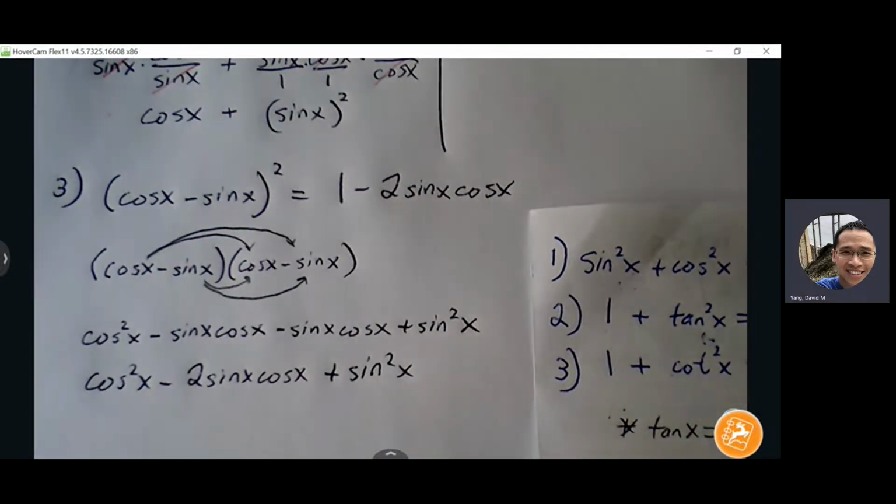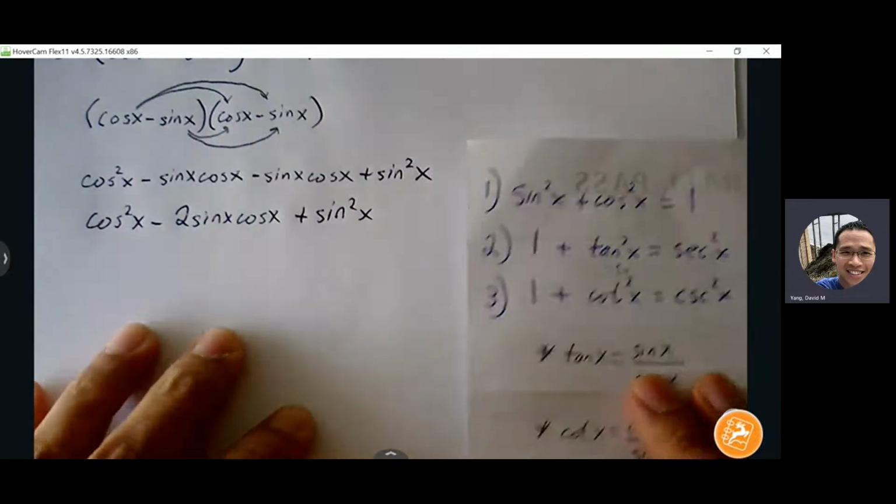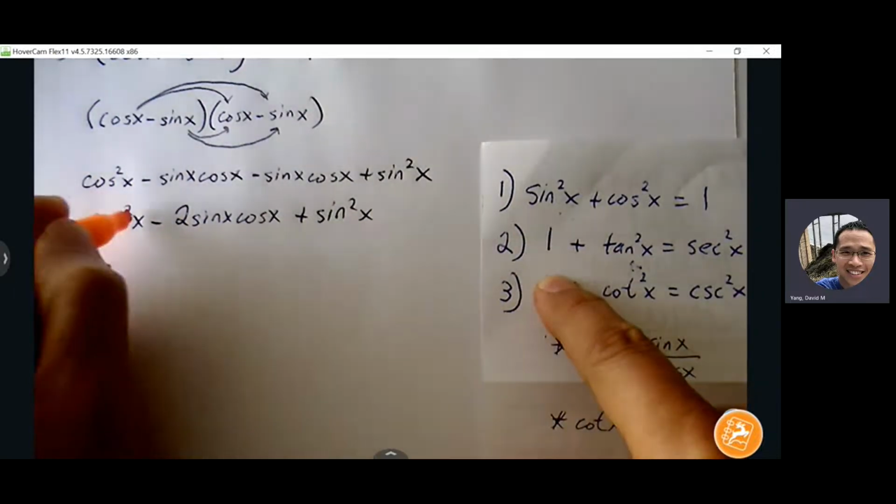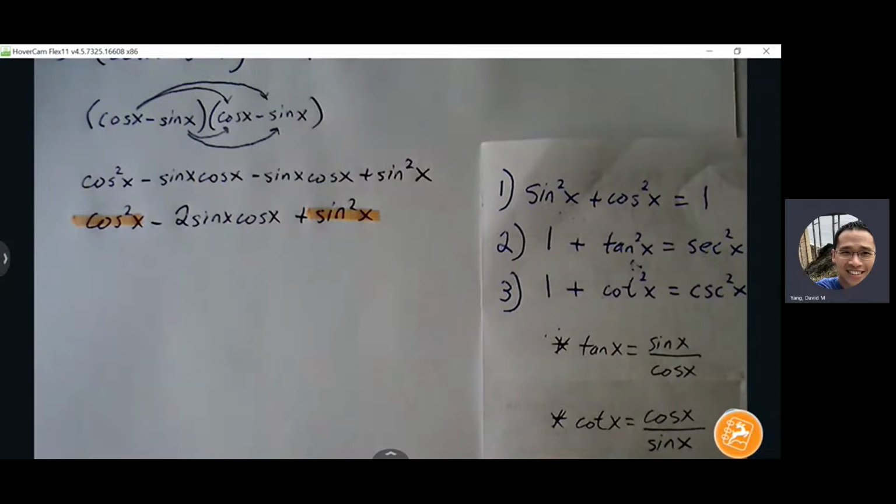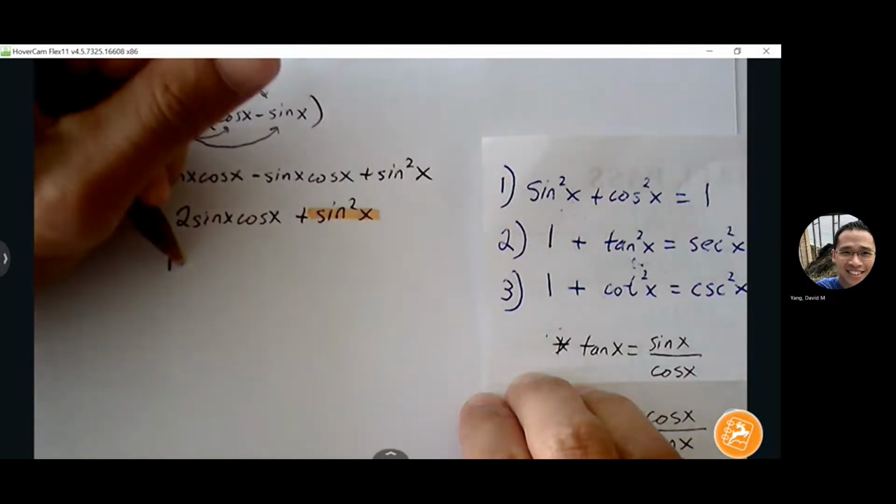And we have a property here, right? Like you said, sine squared plus cosine squared. I can just put them next to each other and turn it into what? Into 1.